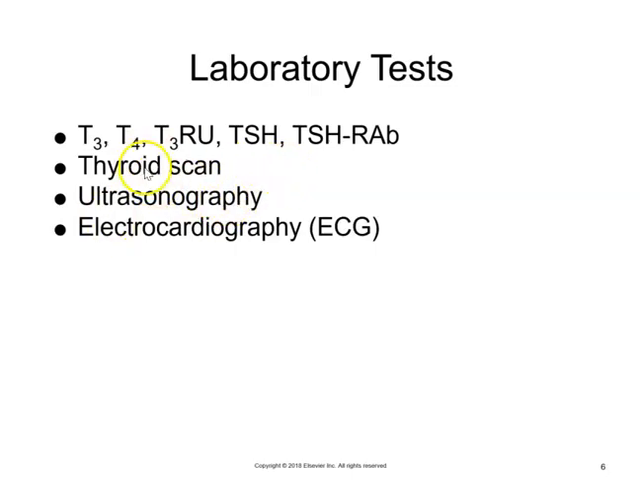Ultrasounds are performed to check the general size and position, as well as any nodules that might be present. And then ECG, remember they are ramped up. They have a hypermetabolism going on right here. So this may show SVT, AFib, or other dysrhythmias.